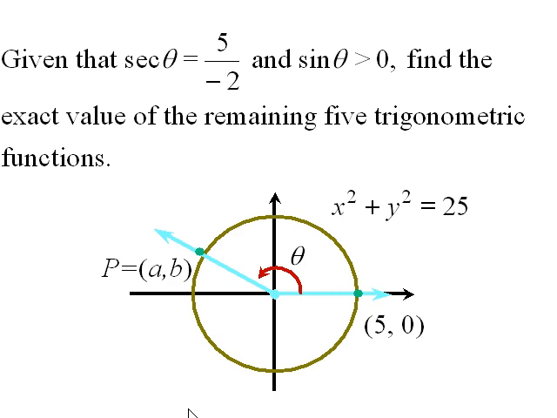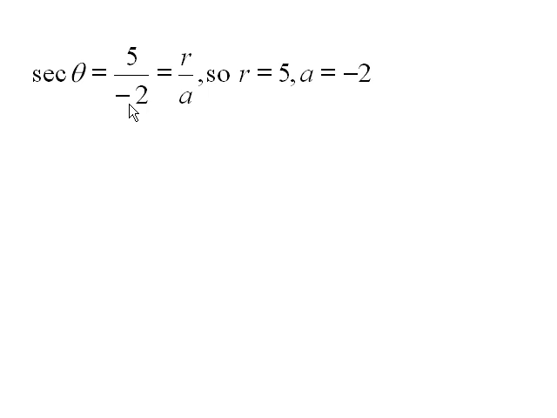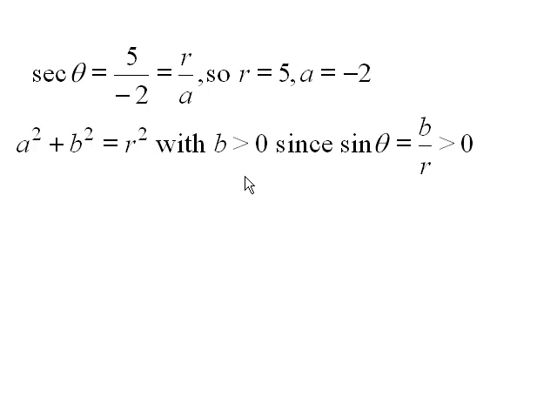So let's do some numbers to keep track of that. Secant is 5 halves, minus 5 over minus 2. The radius is the positive value by convention, so r is plus 5, a is minus 2. And I've got those two values determined. We can get b out and use the Pythagorean theorem.